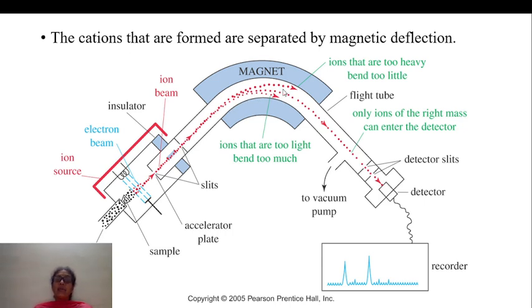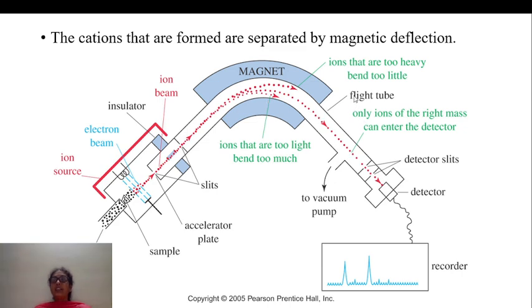In the magnet, based on their mass, the ions are split into different paths. Ions that are too light bend too much. If the ions have a low molecular weight, that means low mass, the beam of ions is split and bends to the side. The ions which have high mass, ions that are too heavy, bend too little. So these ions are passed through the magnet.